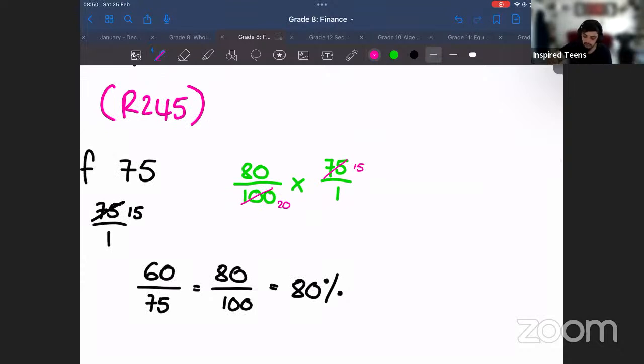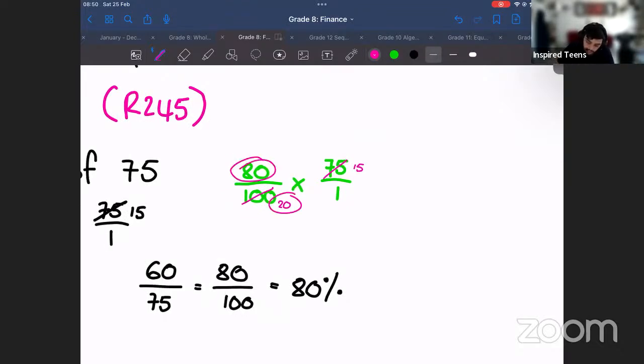Now let's look at 80 and 20. I can divide both of these by 20. When I divide 20 by 20, I get 1. When I divide 80 by 20, I get 4.